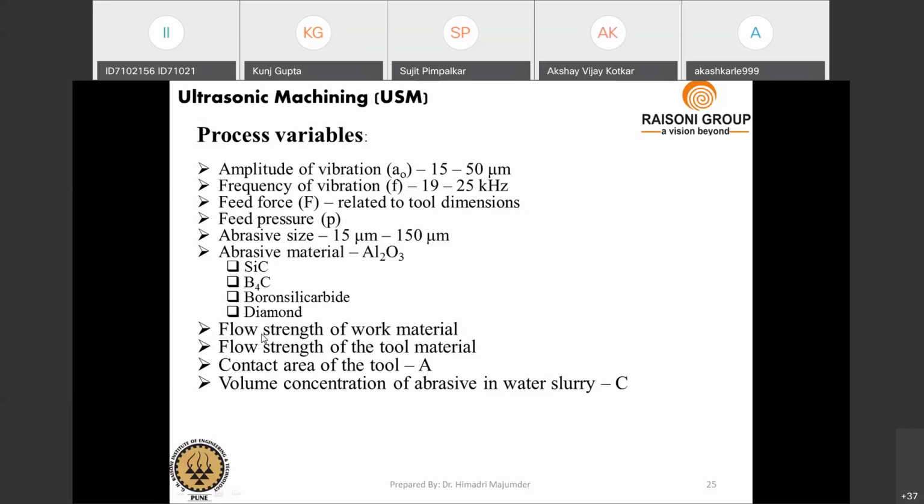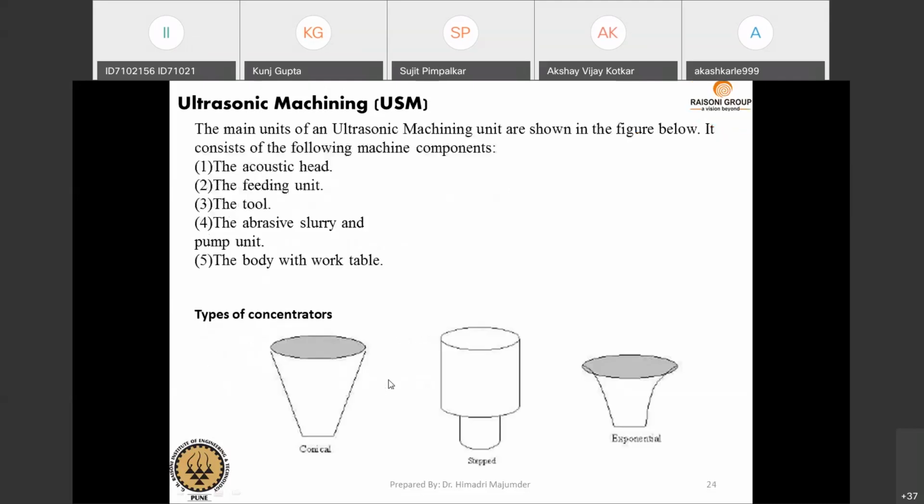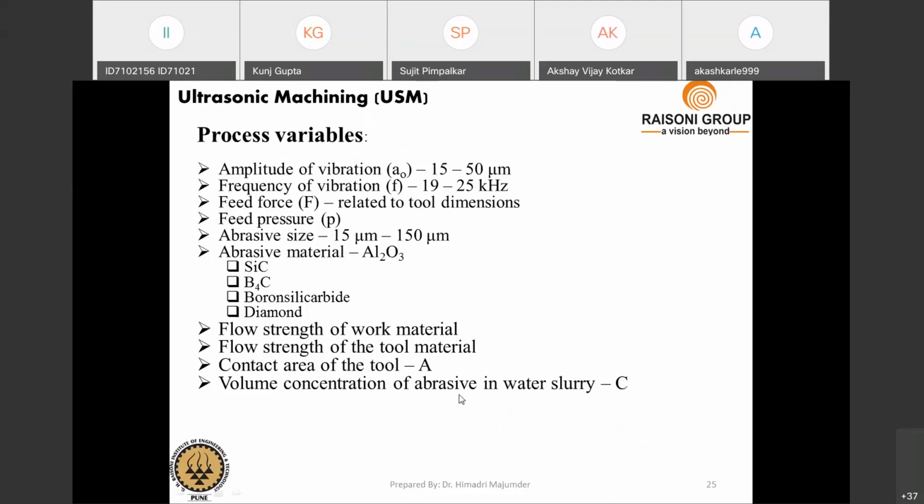Then flow strength of the work material, that we need to know. Then flow strength of the tool material. Then contact area of the tool, which can be decided by using different types of horn like conical, step, or exponential. Then volume concentration of abrasive in the water slurry. So how much volume of abrasive is there in the water slurry? That is a very important process parameter during ultrasonic machining.